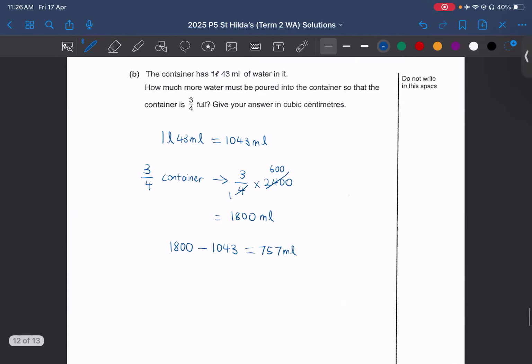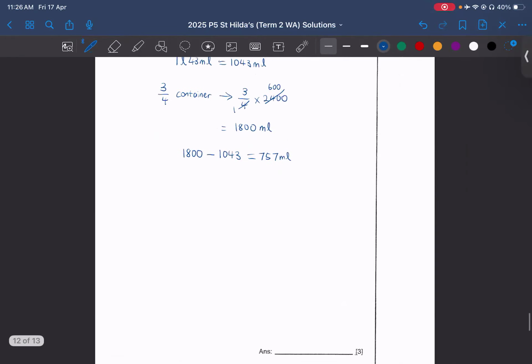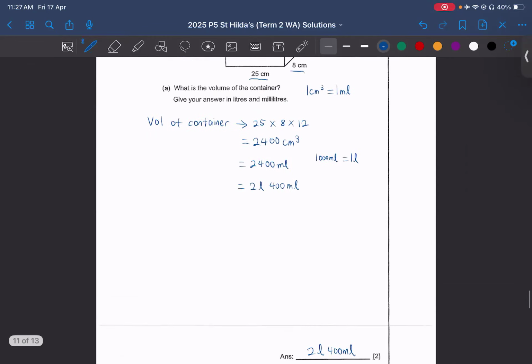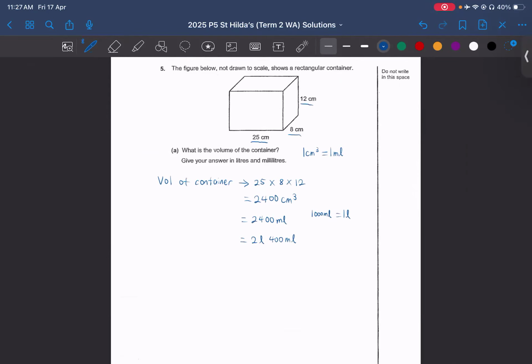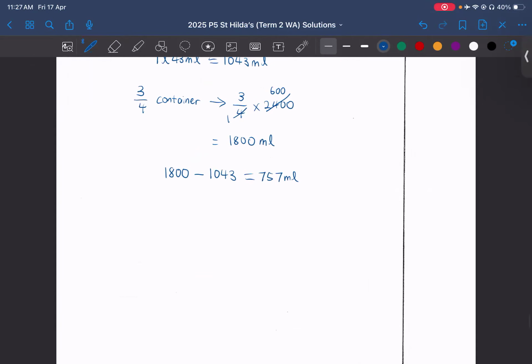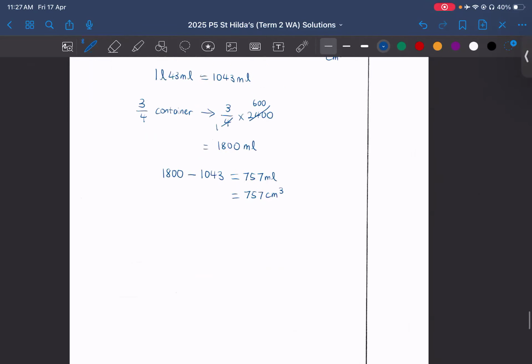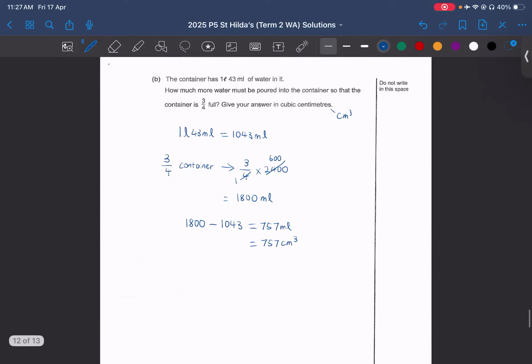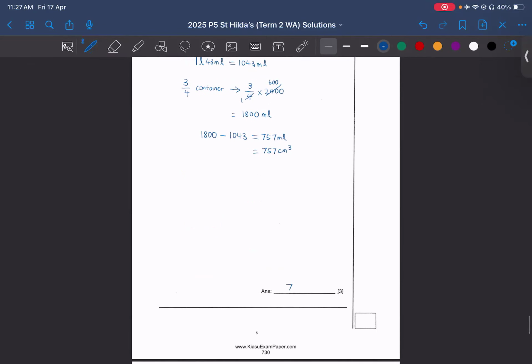Okay. And in this case, the units that you calculated is all in milliliters. And the question states to give your answer in cubic centimeters. So it means cm cube. So in this case, if you remember the conversion from part A earlier, 1 cm cube equals to 1 milliliter. So for milliliter to cm cube, we can just convert it directly, which will be 757 cm cube. Okay, that will be for part B, 757 cm cube.